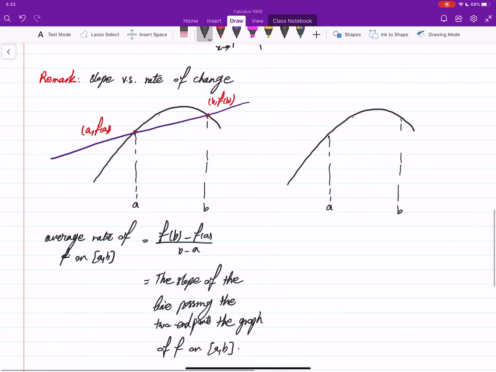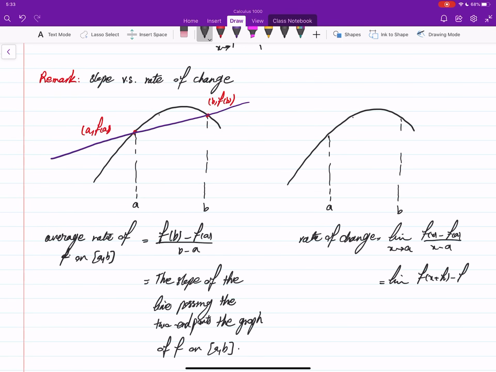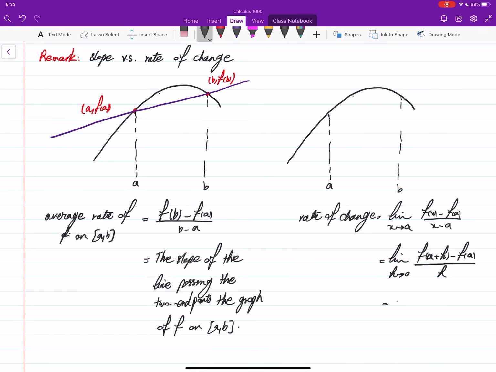How about the instantaneous rate of change? Well, that was the limit of (f(x) minus f(a)) over (x minus a) as x approaches a. This, if you look carefully, is the same thing as the limit of (f(a plus h) minus f(a)) over h as h goes to 0. And that is nothing but the slope of the tangent line to the graph of f at the point x equal to a. So that is where we have that.